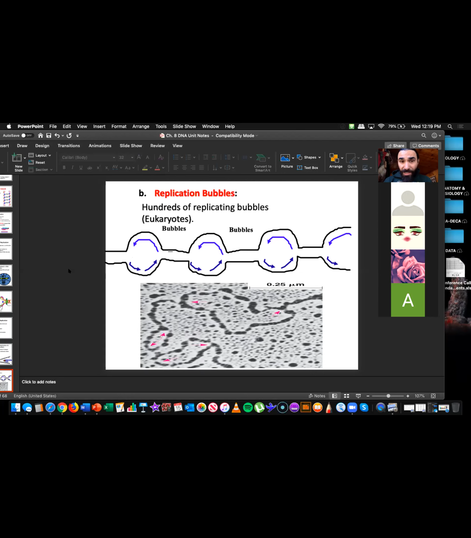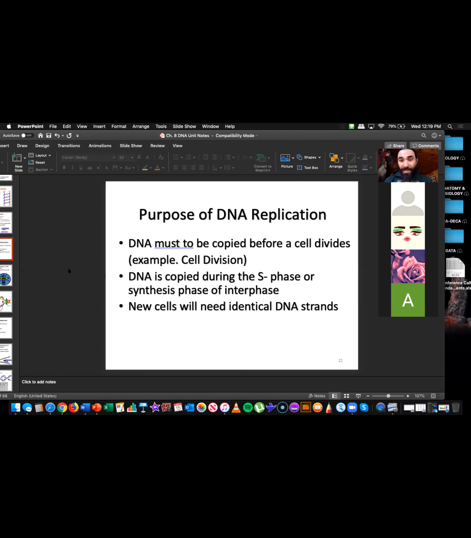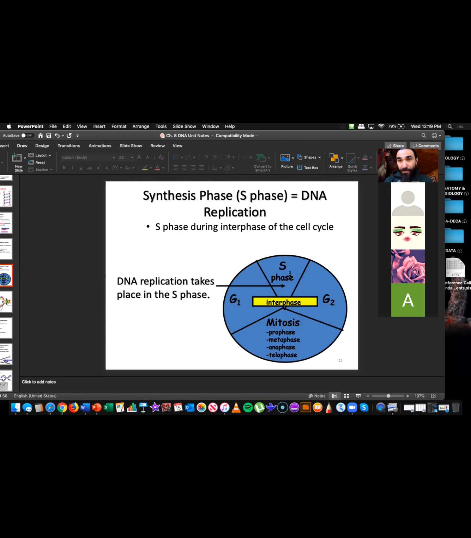I'll say it again. When we're making our DNA, I'll go back to this, okay? When I'm making a DNA in the S phase, remember, this represents a cell cycle. If I want to make a new bone cell because I broke a bone, I don't want to make my entire DNA. I only want to make the segment of the DNA that codes for that trait.